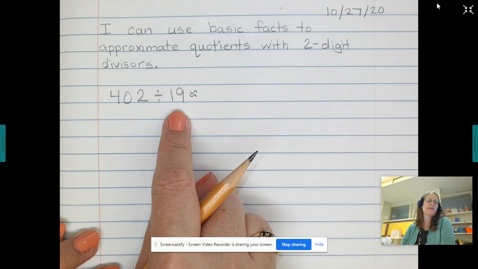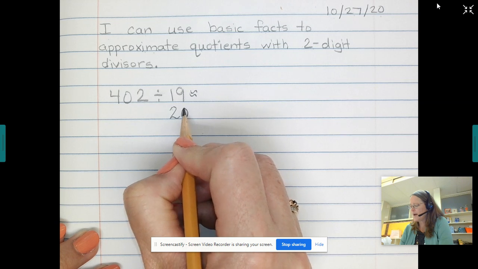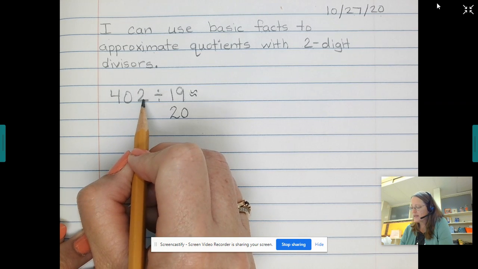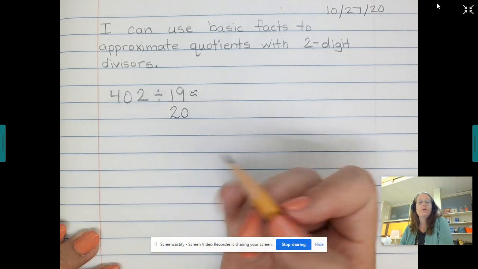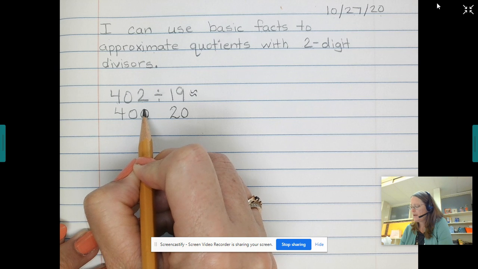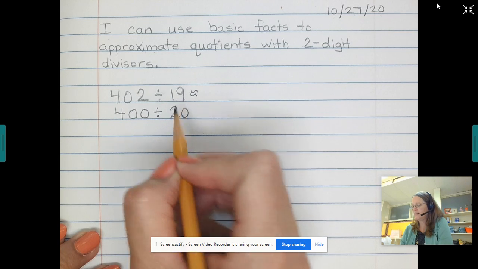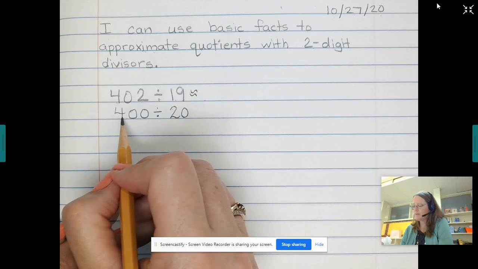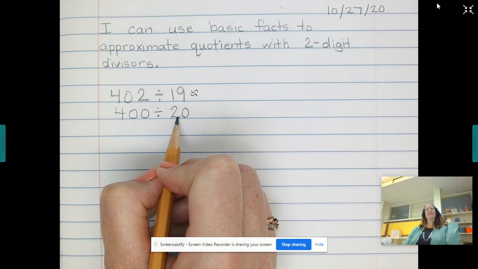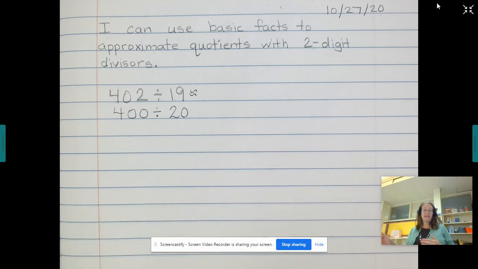We're going to start by rounding the divisor. 19 rounds to 20, okay? 402 would round to 400, very clearly. So 402 divided by 19 is about the same as 400 divided by 20. Well, now, guys, I have an easier division problem that I can solve fairly easily.